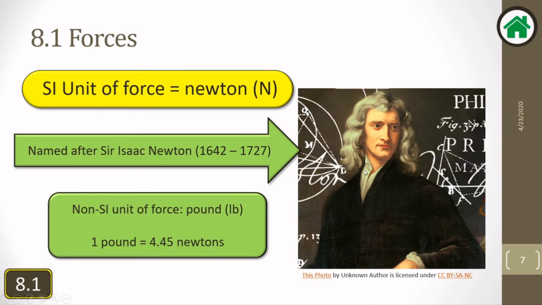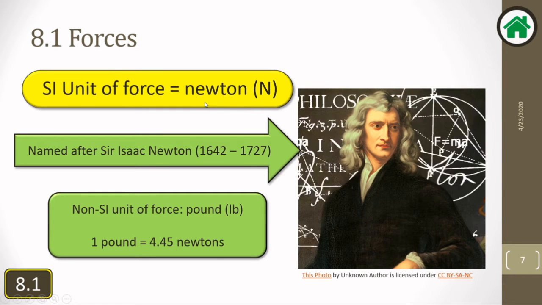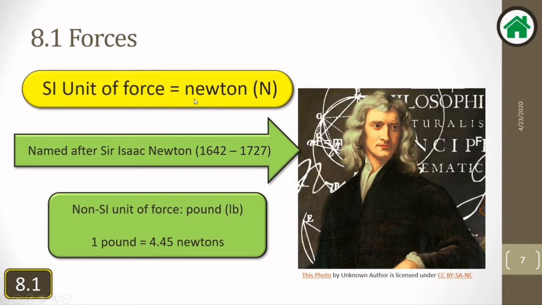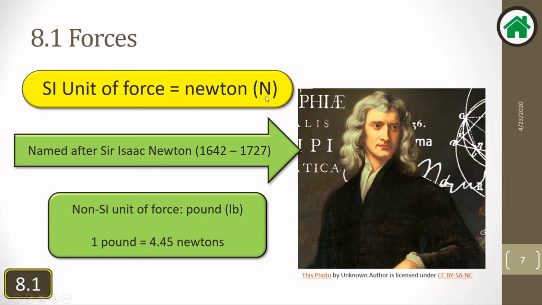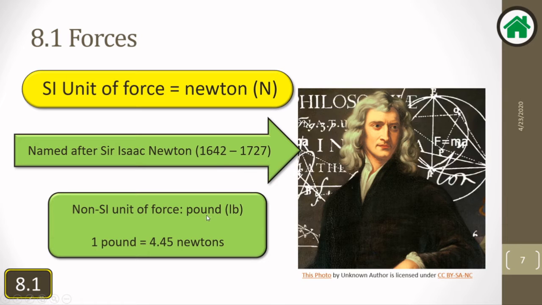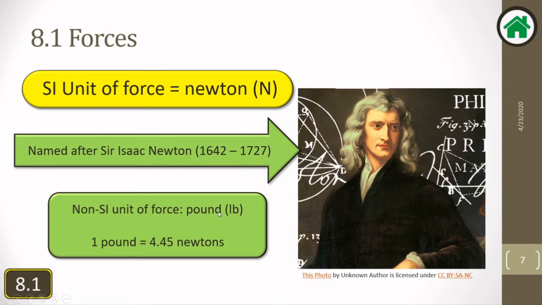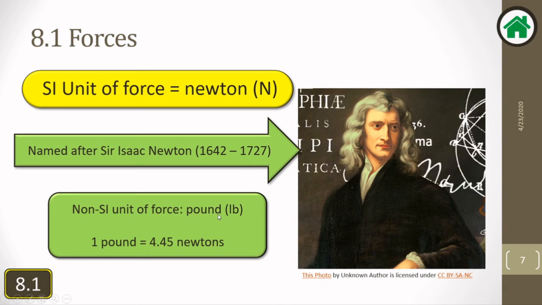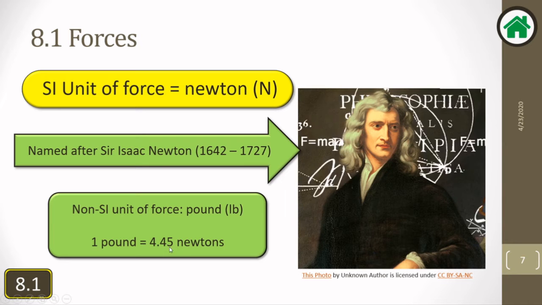This guy right here is Sir Isaac Newton, and he gives his name to the unit of force, which is a newton. And when you write it out as a unit, you write it with a lowercase n, but when you abbreviate it, it's a capital N. Now, a pound is also a unit of force. When you talk about how many pounds you weigh, you're really talking about how much force you exert against the ground. 1 pound is equal to about 4.45 newtons.